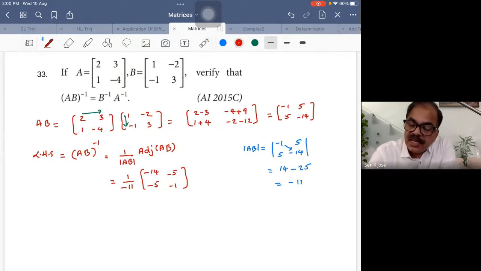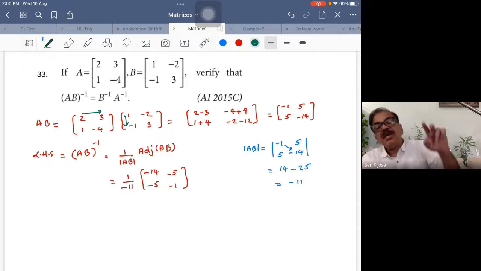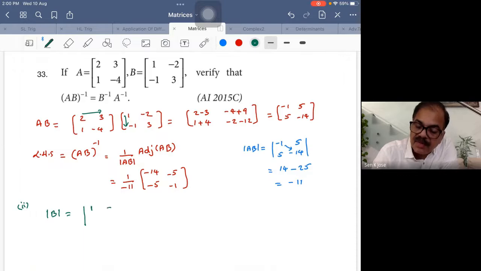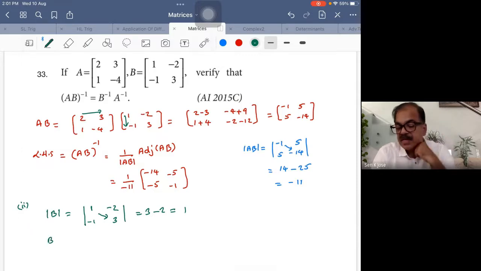But the right hand side is going to be a bit longer because you need to find out B inverse first. To do B inverse, this is for the right hand side. I call it part 2 of my question. I will need determinant B first if I want B inverse. So I calculate determinant B: 1, minus 2, minus 1, 3. Cross multiply, that is 3 minus 2, which is 1. Then I need B inverse, adjoint of B.